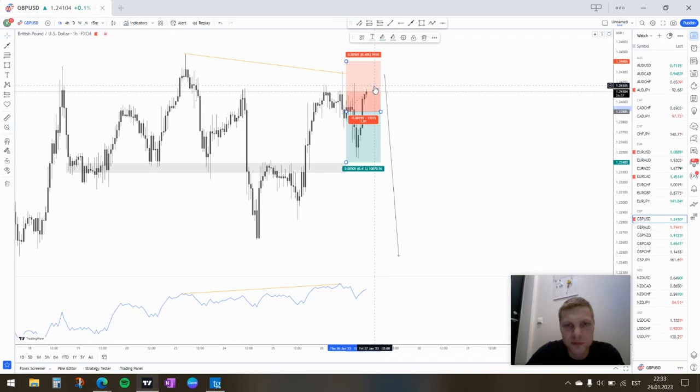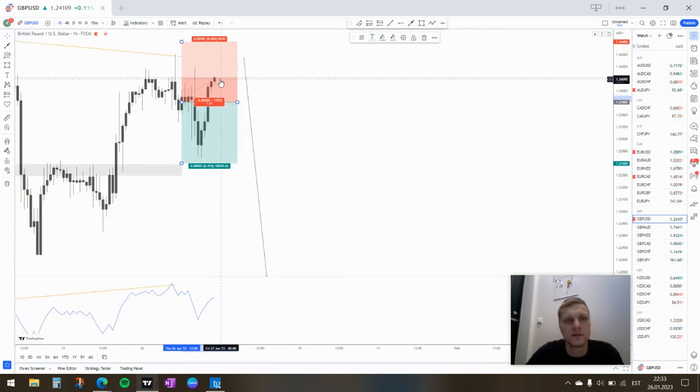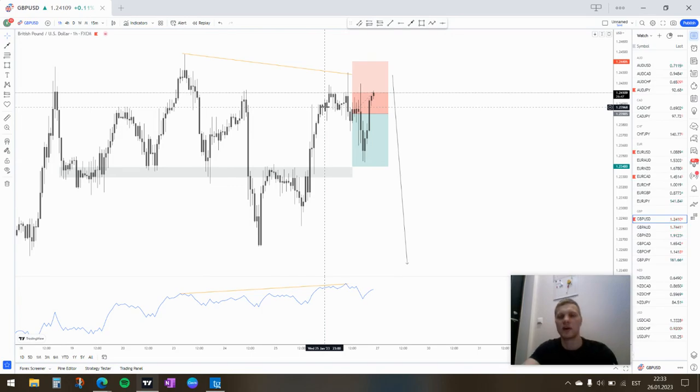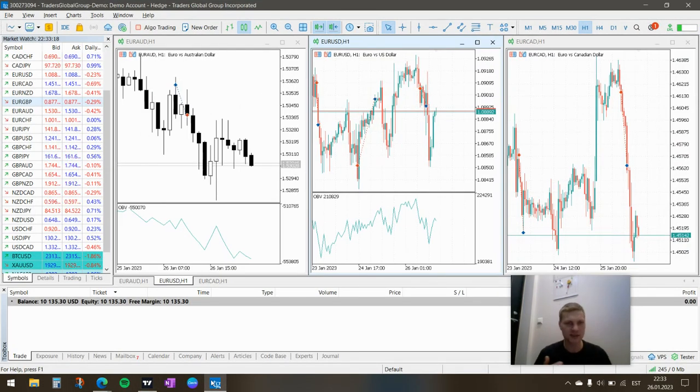So this would be like 20 bucks. No, halfway, halfway to the stop. So this would be like 40 bucks. 40 bucks, yeah. So all in all, this would be like 10,160. So not that much higher in profit.